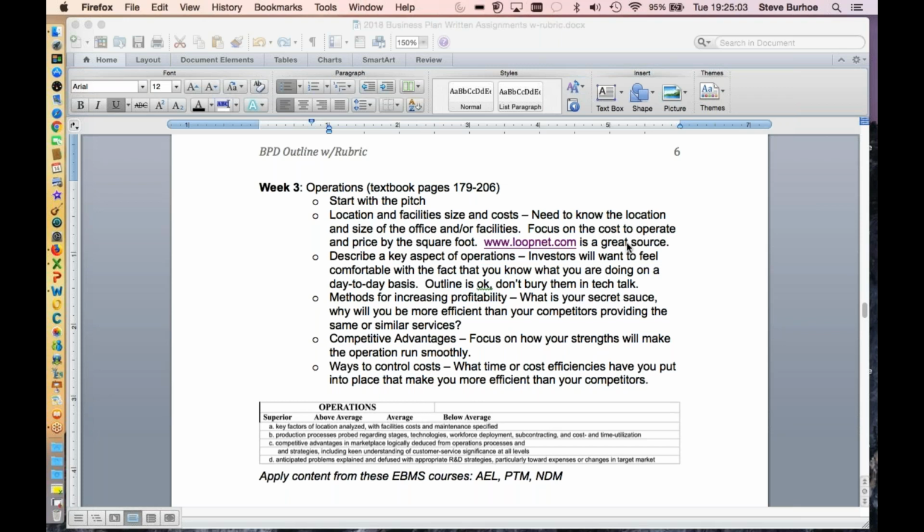Ways to control costs. Not only do they want to see what you can do, they want to make sure you do it efficiently. And that's really what we're talking about here. So what time or cost efficiencies have you put into place? I had one guy, he says, look, I can turn around an album in a week where my competitors are all telling people 4 to 6 weeks. He says, but if I put my nose to the grindstone, I can get it done in a week. Well, that separates him from his competitors, and it also makes it cheaper for the client because they're going to get their product out to the market faster.